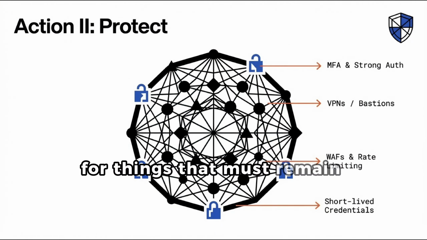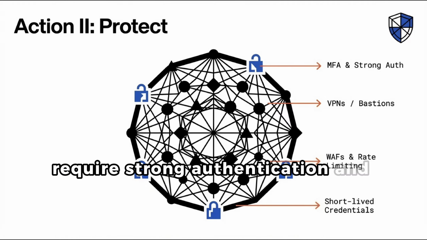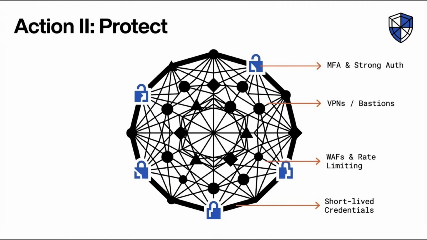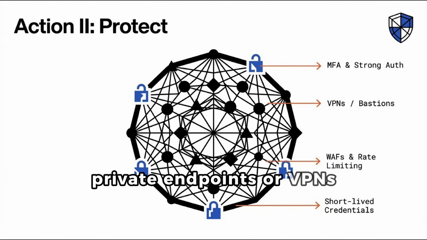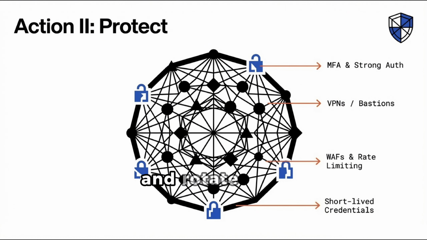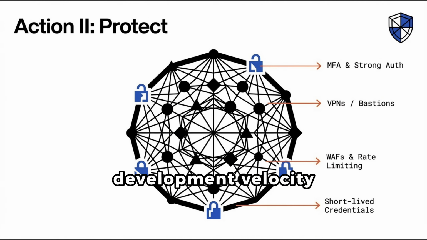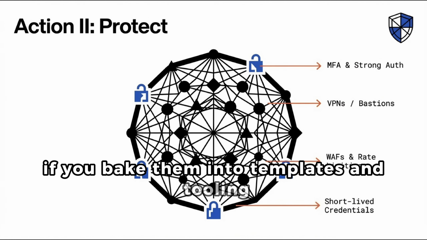For things that must remain reachable, focus on protection. Require strong authentication and MFA for admin screens. Put management behind bastions, private endpoints, or VPNs. Harden public apps with WAFs and rate limiting, and rotate keys often. These controls don't need to break development velocity if you bake them into templates and tooling.